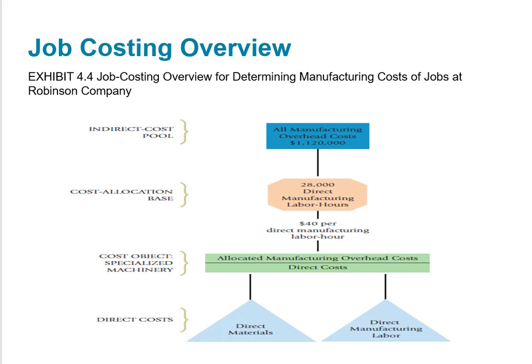This is the graphical representation of a job costing system, and the big thing is this indirect cost pool, where all of your manufacturing overhead is. This is being allocated based on direct labor hours. So we've got an allocation base of 28,000 direct labor hours, which at $40 per hour, so we would take the allocated manufacturing costs and the direct costs, and we'd allocate it to the job. So the direct costs are coming up from the bottom and the allocated costs are coming down from the top. The direct are actual costs because they're easily traceable, but the manufacturing overhead is not easily traceable, so it's allocated.